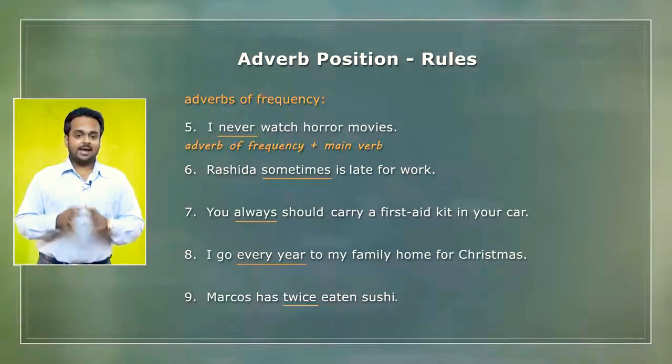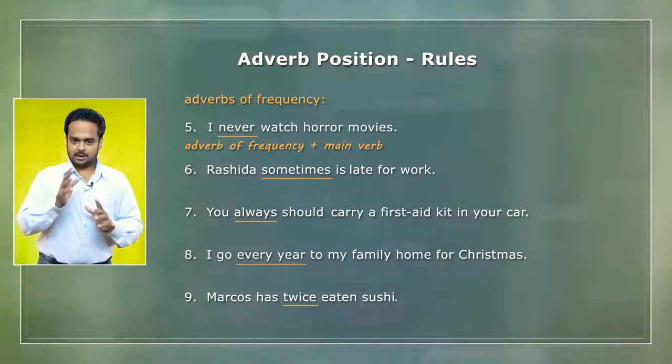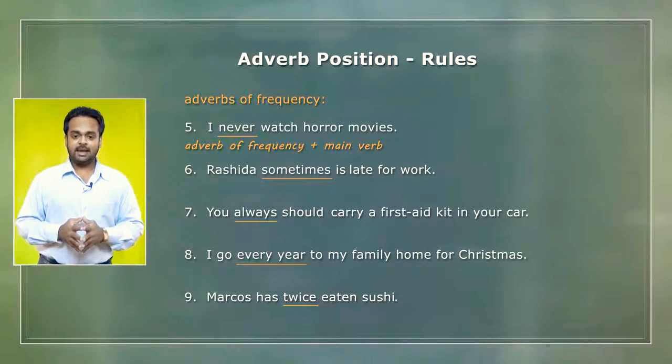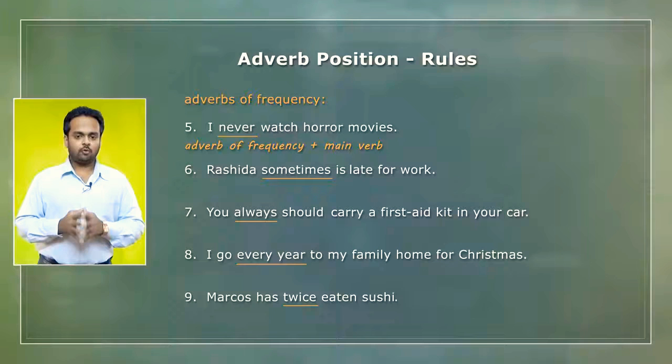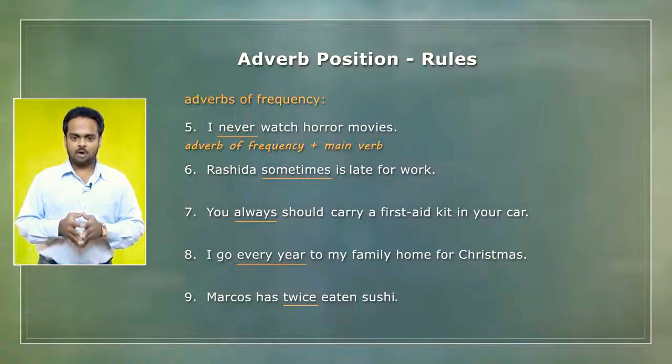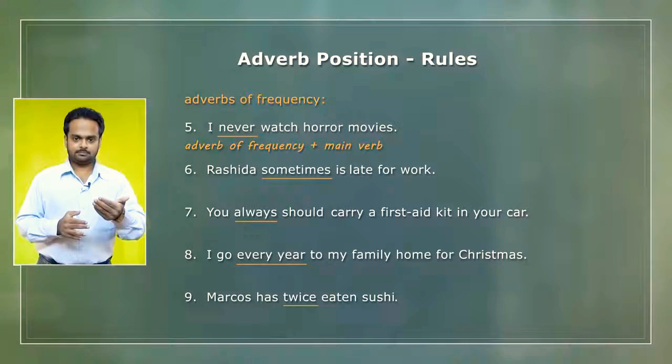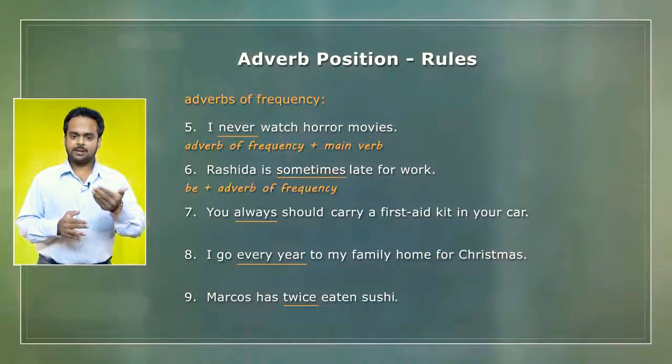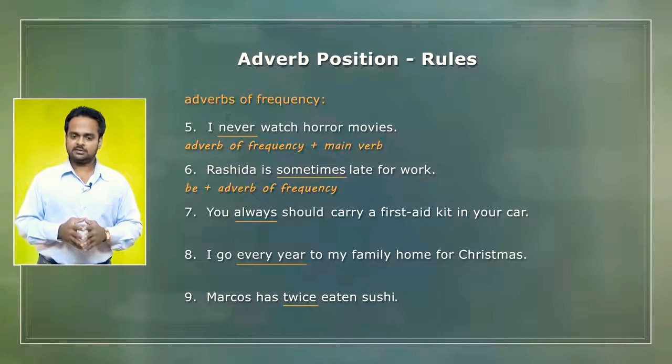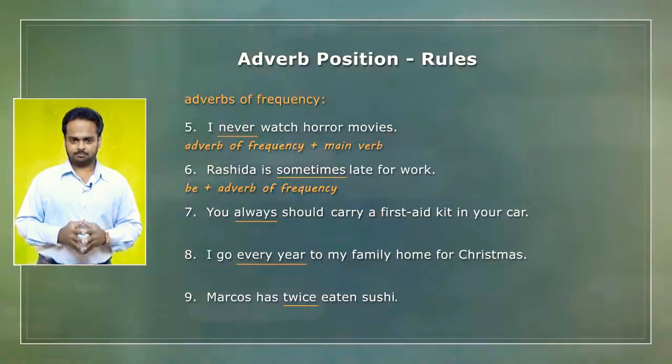Now, that is, except in a sentence like number 6. If the main verb is be or any form of be, am, is, are, was, were, or will be, then the frequency adverb goes after the verb be. So Rashida is sometimes late for work. But this is only for the verb be.